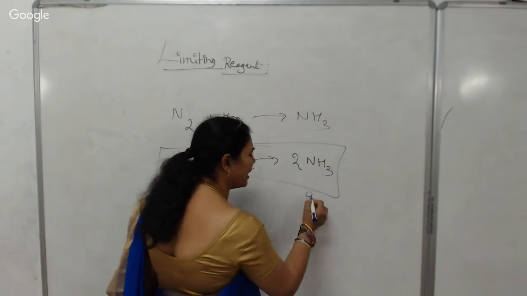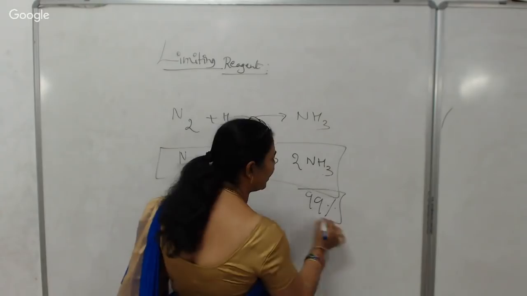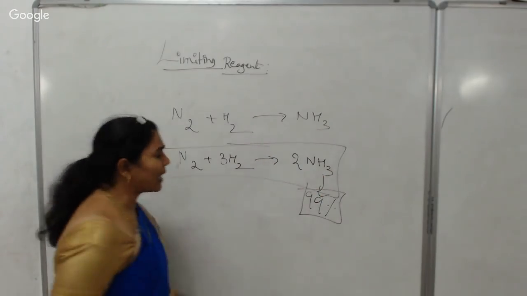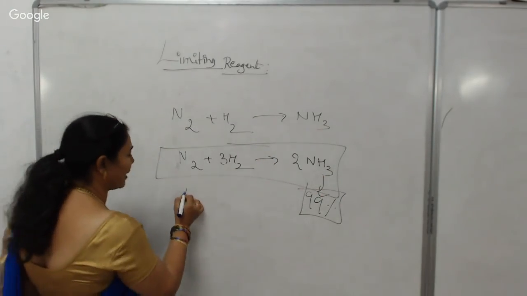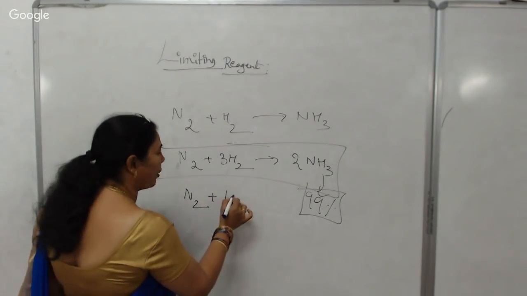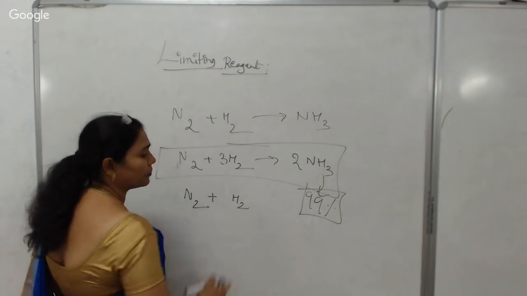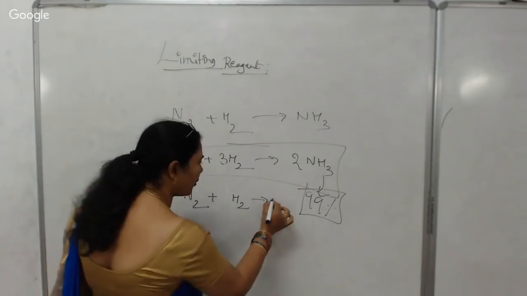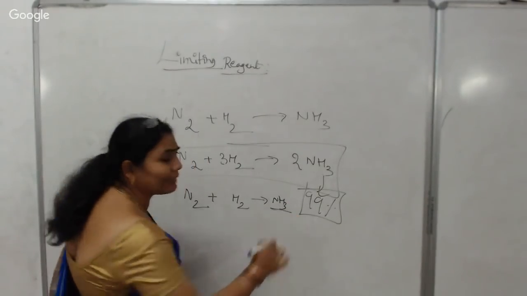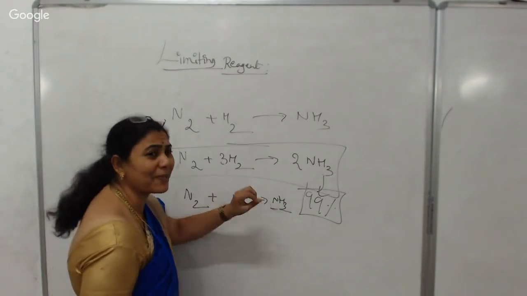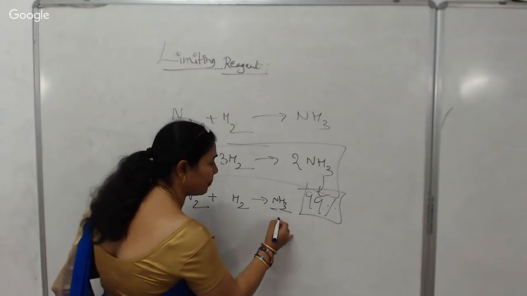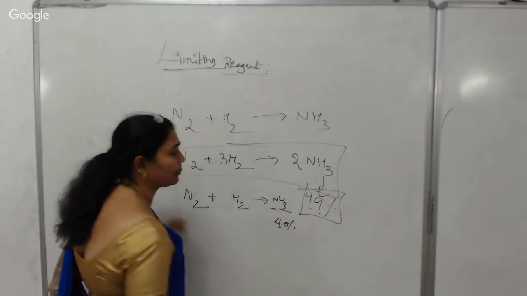Here 99% you will get product. Suppose the lab assistant has taken only 1 cup of nitrogen and 1 cup of hydrogen. Or 1 mole only she has taken. Yes, you will get ammonia. But what is the yield? The yield of ammonia you will get is very, very less. I think you will get maybe 40% yield.